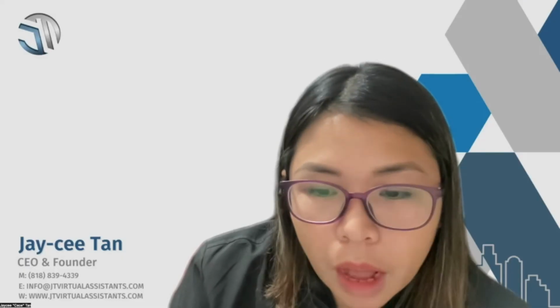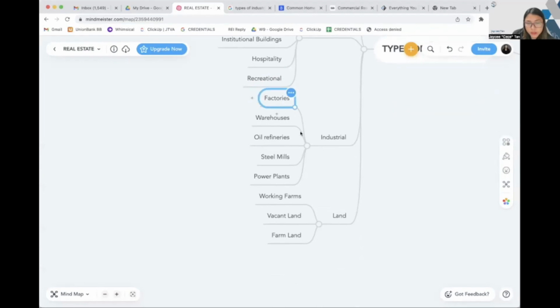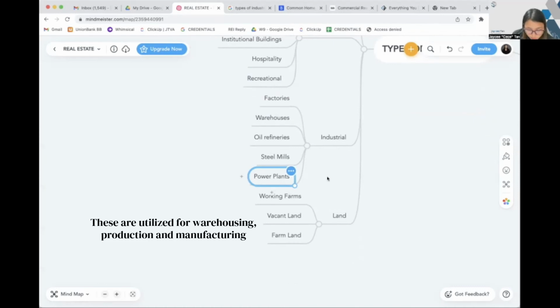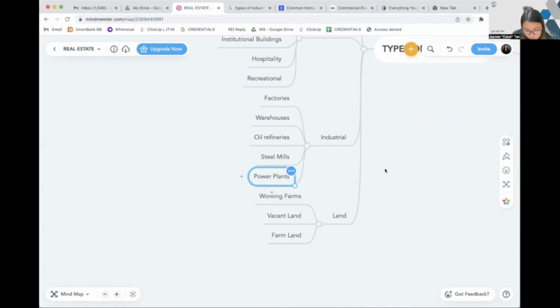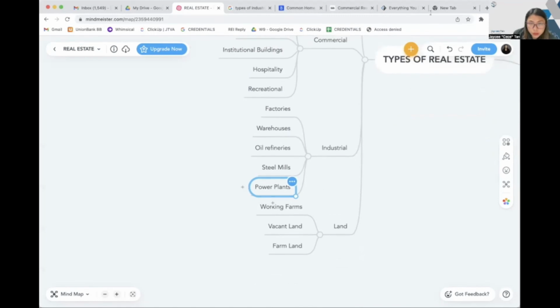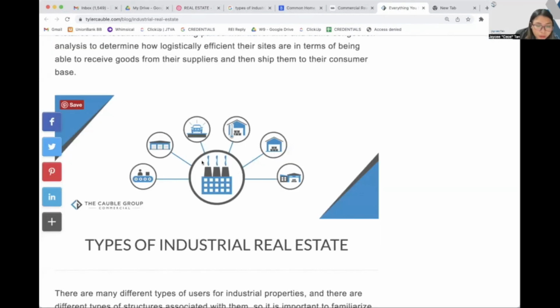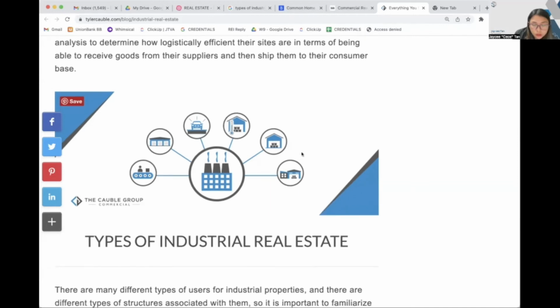And then we also have the industrial. So these are the factories. Basically, these are the warehouses, oil refineries, steel mills, power plants, industrial buildings. Basically these are utilized for warehousing, production, and manufacturing. So this could be from heavy industries to light industrial buildings. All right. So these are industrial properties. So these are sample industrial real estates. We have factories, power plants, all of the manufacturing buildings. These are all industrial. Okay.